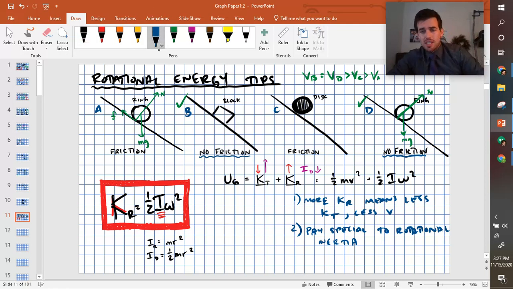So the last tip that I have: if we have something that does have friction, and the friction is enough that it doesn't slip at all, so if there's no slip, but only if there's no slip, then we can say that the velocity at the bottom is equal to r times omega. That lets us do a lot of substitutions, because we can start plugging in v over r for omega, and you'll see that in class and in a later video. But those are the 3 big tips for rotational energy.